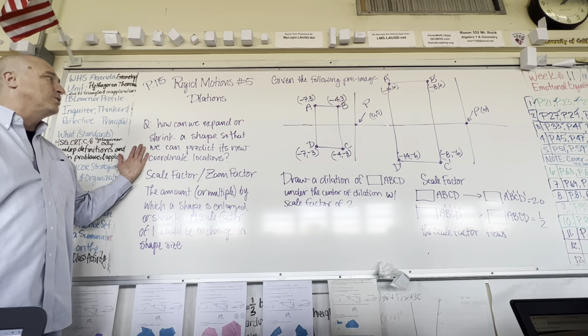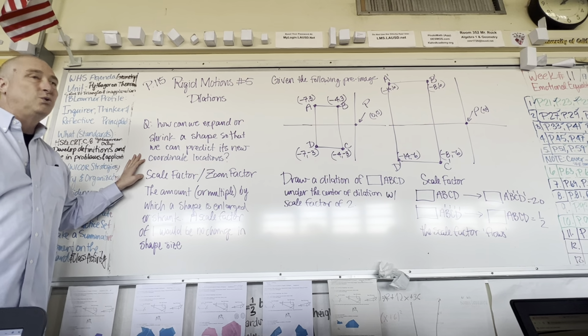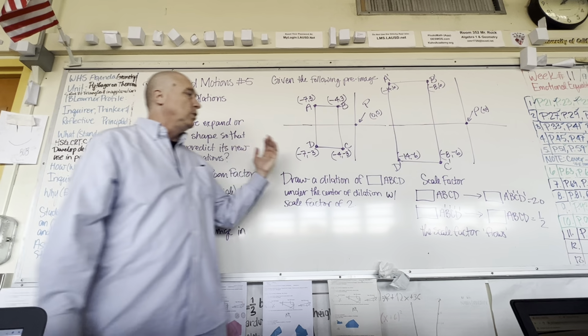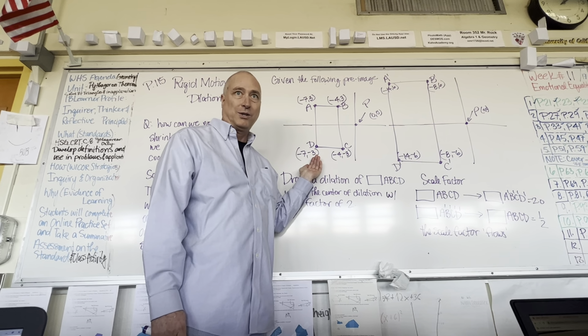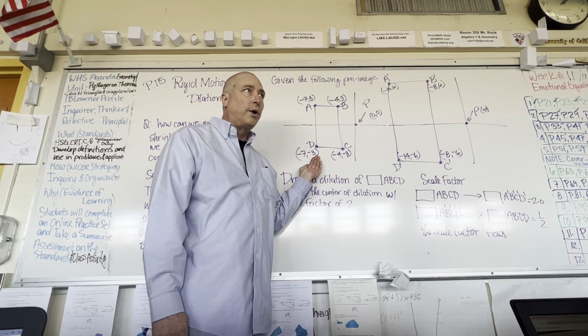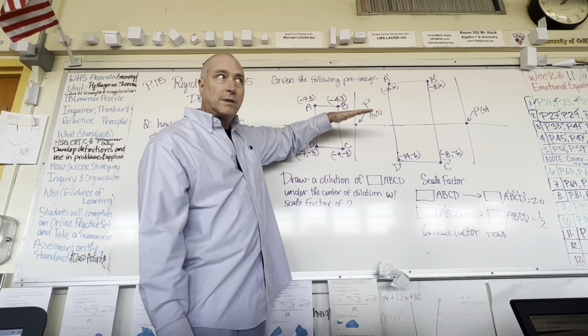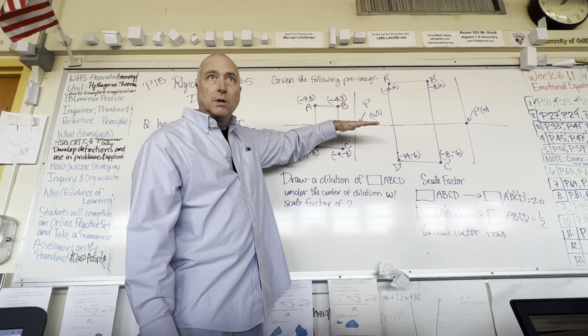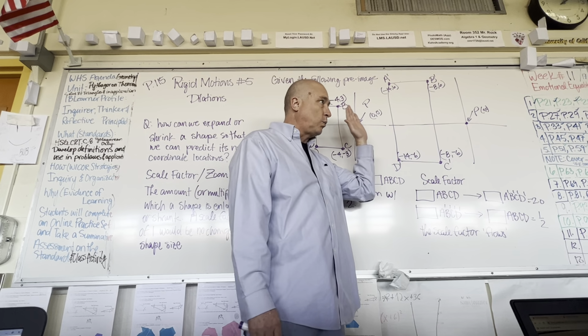Okay, so here's the question. How can we expand or shrink a shape so that we can predict its new coordinate locations? Do you remember coordinates? Okay. Coordinates come on a Cartesian coordinate plane. You have two axes. What's this axis called in this direction? Good. Everybody say X. X. Good. And then this one, the vertical, is Y.